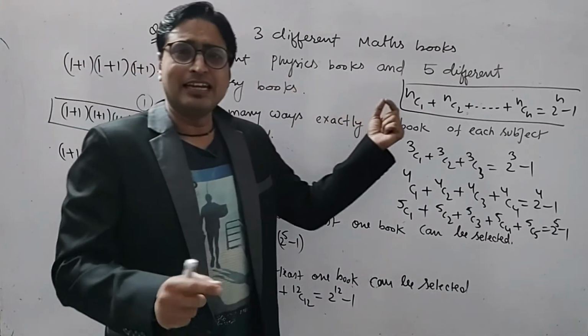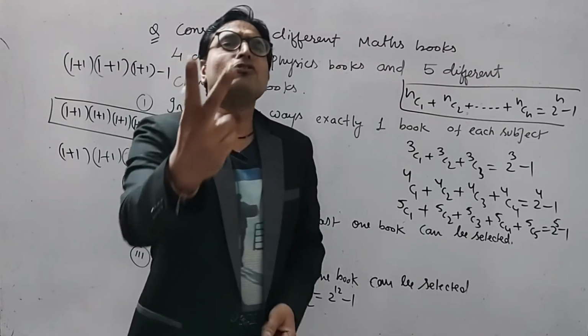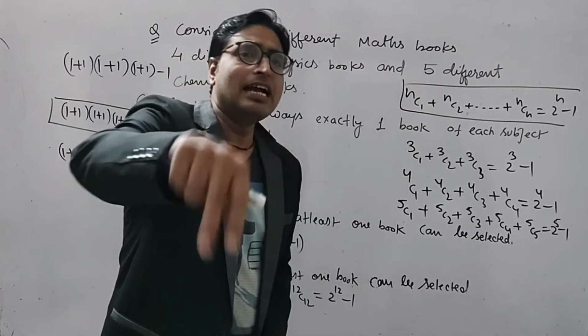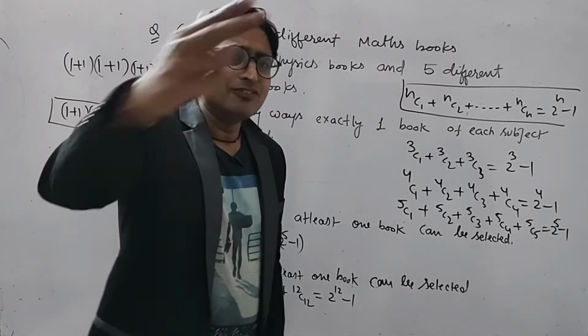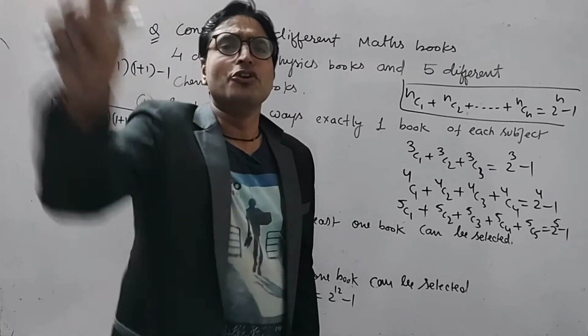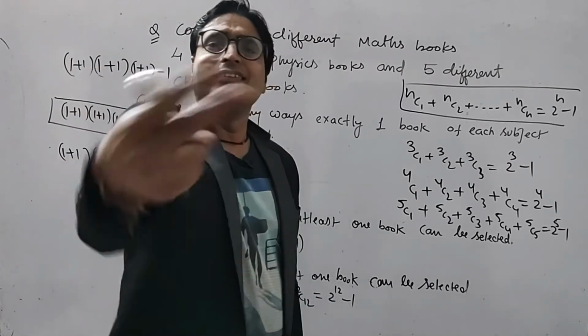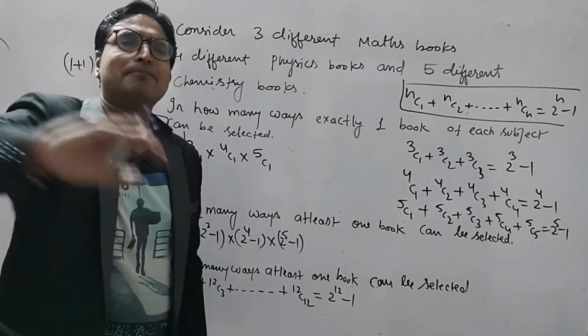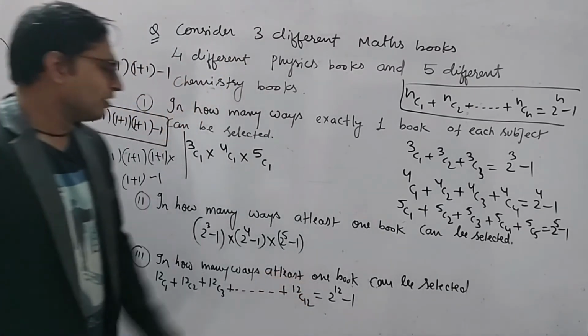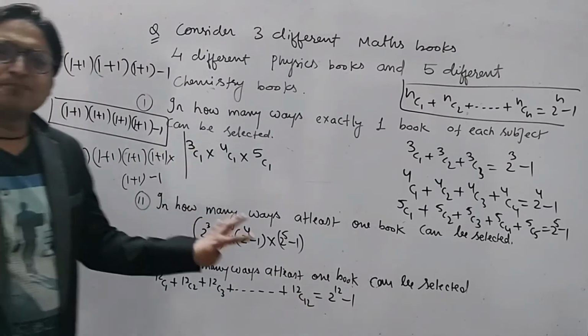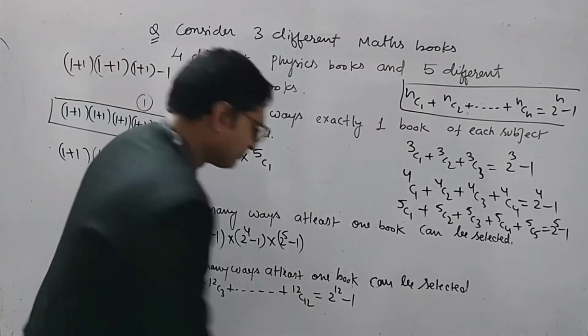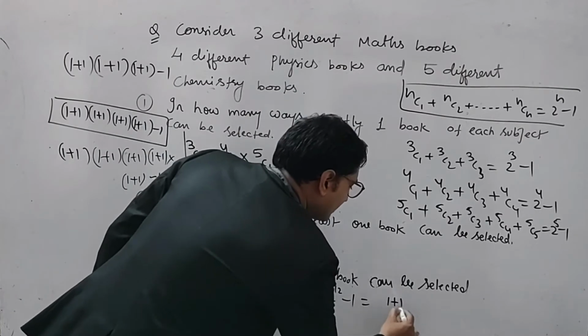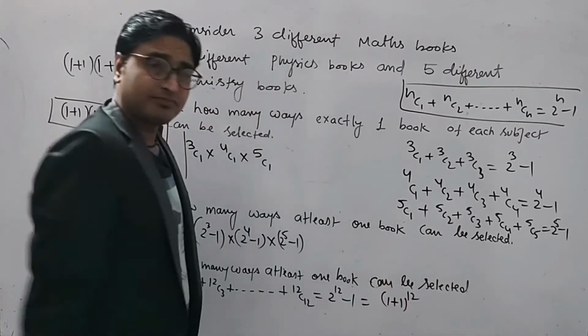So if you select any one book out of 12, you have two ways, reject and select. Again, for each of the 12 books, you have two ways: select, reject, select, reject, select, reject. So you can also think in that manner. So the total number of ways will be 1 plus 1, 1 plus 1, 1 plus 1, 12 times. That is (1 plus 1) to the power 12.